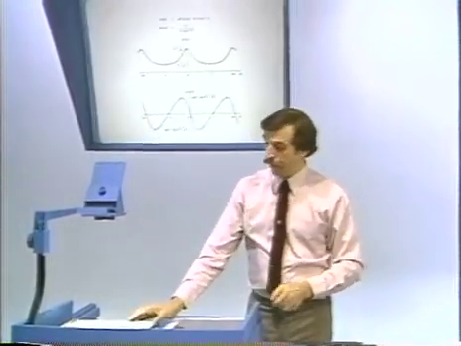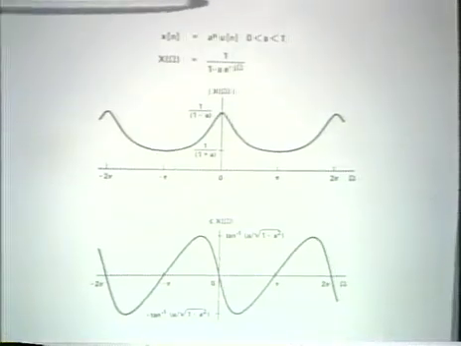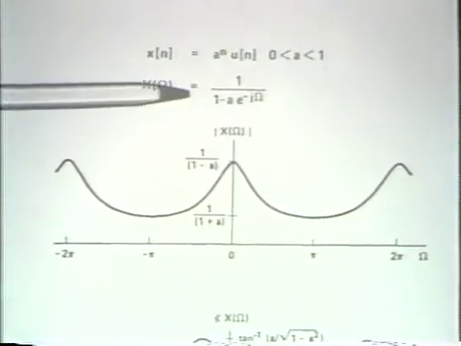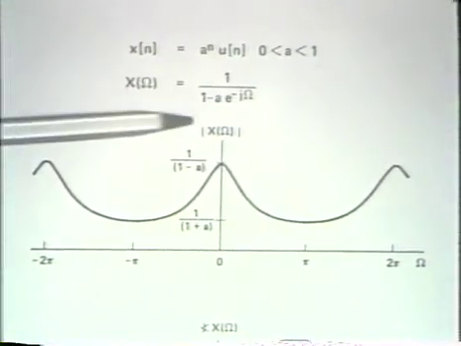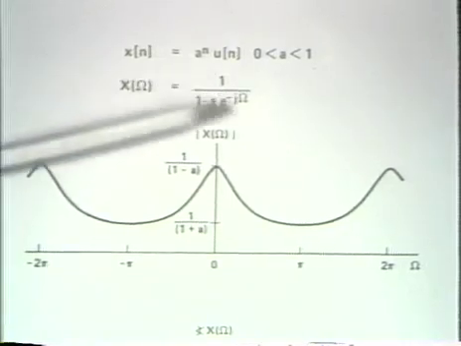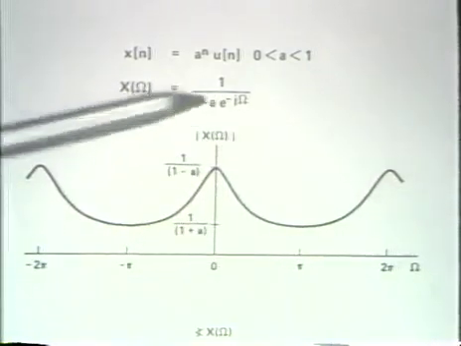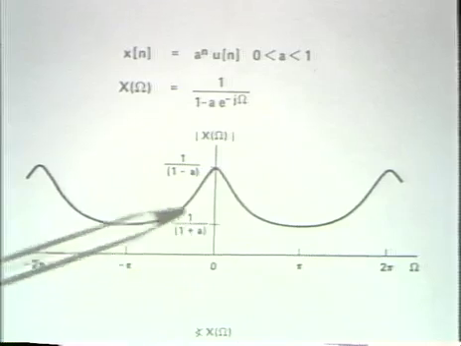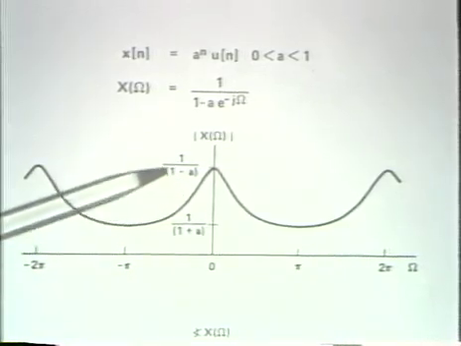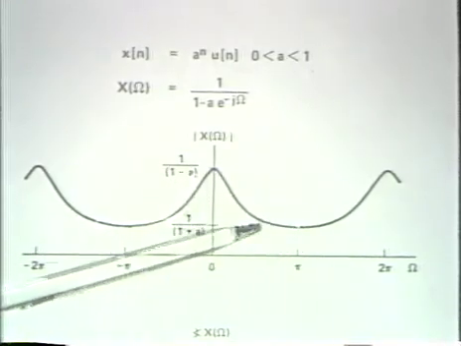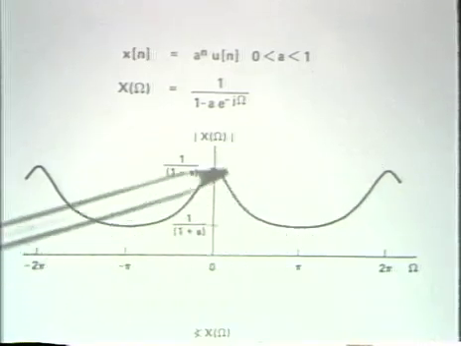So let's look at what that looks like. Here, then, we have, again, the expression in the time domain and the expression in the frequency domain. Let's in particular focus on what the magnitude of the Fourier transform looks like. It's as we show here. And for the particular values of a that I picked, namely between 0 and 1, it's larger at the origin than it is at pi. And then, of course, it is periodic.